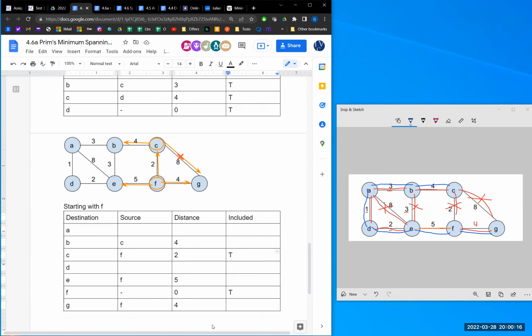Who shall we add in? Well, we can't add A. We don't know how to get there yet. Gotta vote for B. There's B. All right, so we had 2 4s, and the first 4 wins. So we'll include B in. B is in the tree. And 2 edges, not yet processed.